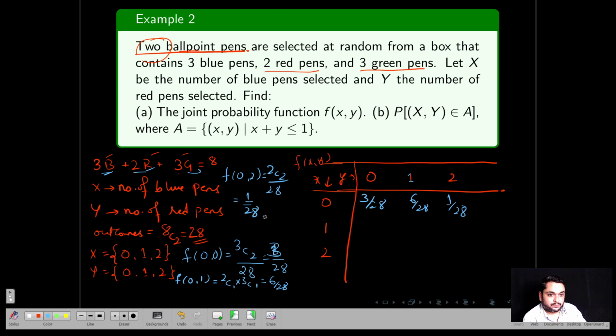Next, 1, 0. This is also possible. 1, comma 0. 1 means I have to select 3C1 into 3C1 divided by 28. This is equal to 9 by 28. Then both are 1, 1. So f of 1, comma 1 value is 3C1 into 2C1 divided by 28. This is again 6 by 28.